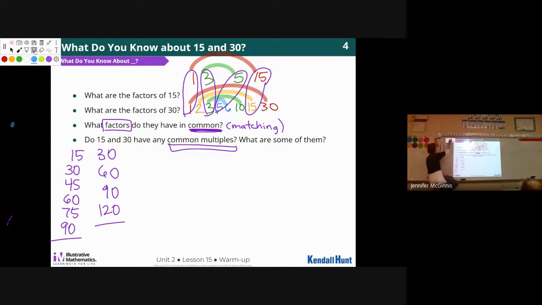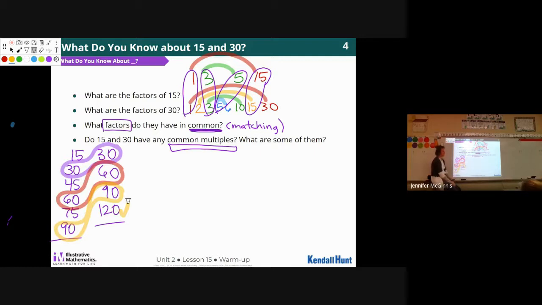Gracie, common multiples. 30 and 30, good. 60 and 60, good. 90 and 90, good. That's it that we have listed. What do you think would be the next common multiple? Would there be any more if we kept both of these lists going? Would there be more? What would it be, Emma? It would be 120, you're right. That would also be a common multiple.